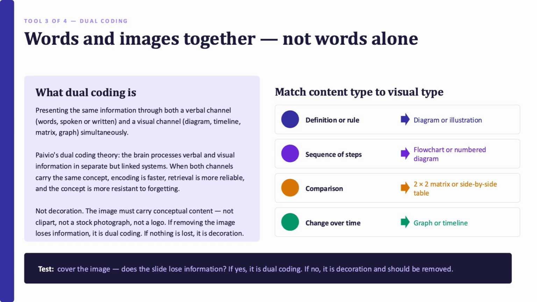Today, we're discussing dual coding, a critical tool for effective communication, emphasizing that words and images must work together. Fundamentally, dual coding is simultaneously presenting the same information through both verbal and visual channels. Paivio's theory explains this. The brain processes these channels separately but links them. When both channels carry the same concept, encoding is faster, retrieval is more reliable, and the concept becomes more resistant to forgetting.